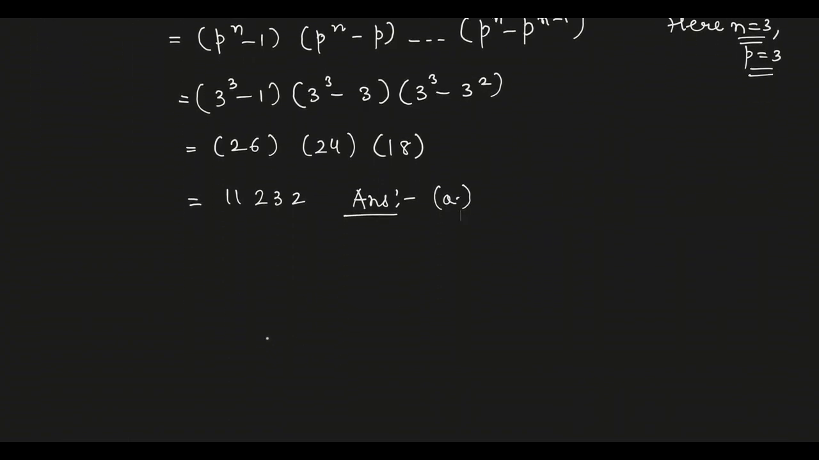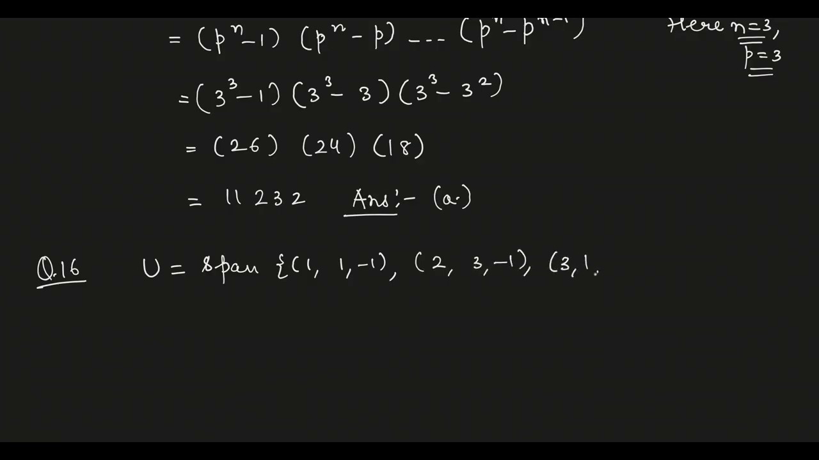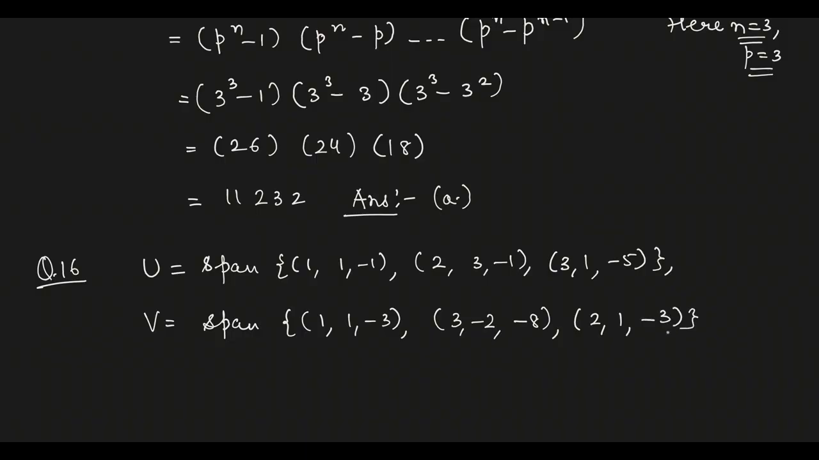Next question. U is given as the span of (1, 1, minus 1), (2, 3, minus 1), (3, 1, minus 5). V is given as the span of (1, 1, minus 3), (3, minus 2, minus 8), (2, 1, minus 3). And we are asked to find U intersection V.